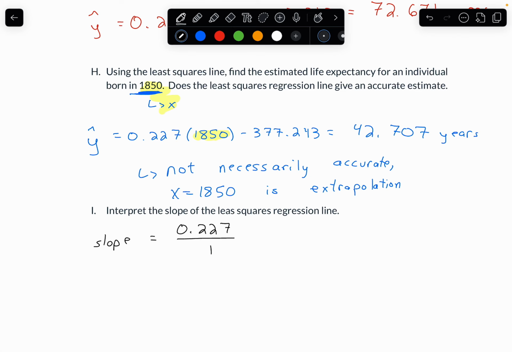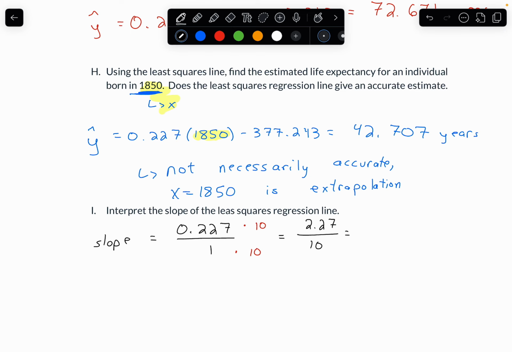The other thing is I don't really like to work with decimals that are less than 1 here. I think that can be a little bit confusing. So just to make the interpretation part of this make a little bit more sense in the end, I'm going to multiply both my numerator and my denominator by 10. You don't necessarily have to do this, but I think it's going to make digesting the actual interpretation much easier for us to do. So that would be 2.27 over 10.